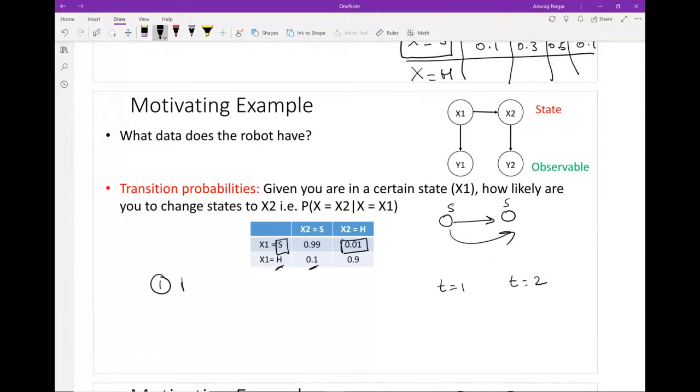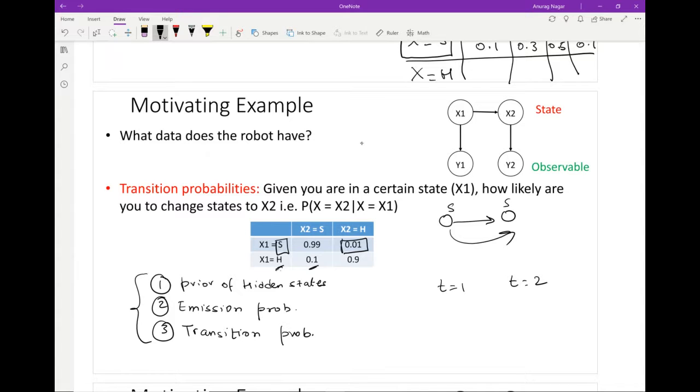The priors, which is prior of classes of hidden states. That is the first thing. The second thing you are given is emission probability. The third thing that you are given is transition probability. And this is the information that is needed for HMM.